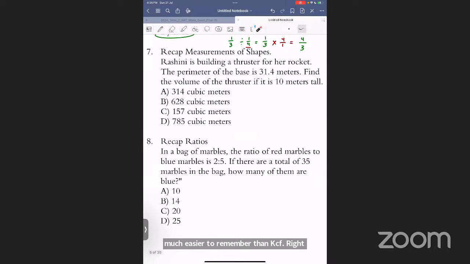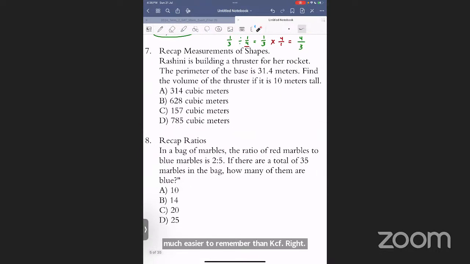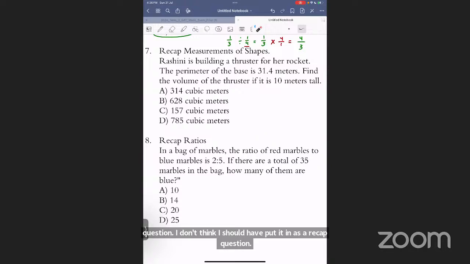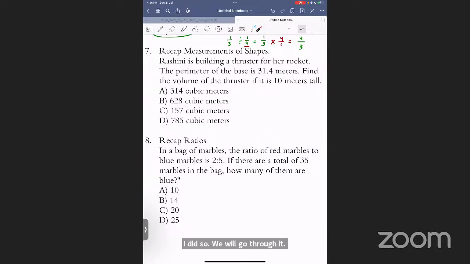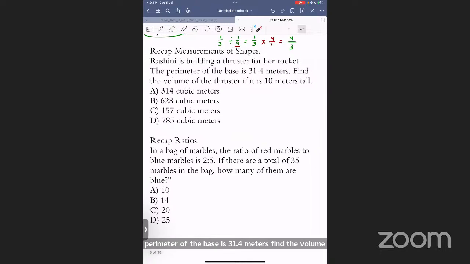All right. Question number 7. Now, this was a fairly difficult question. I don't think I should have put it in as a recap question, but I did. So let's go through it. Roshni is building a thruster for her rocket. The perimeter of the base is 31.4 meters. Find the volume of the thruster if it is 10 meters tall.